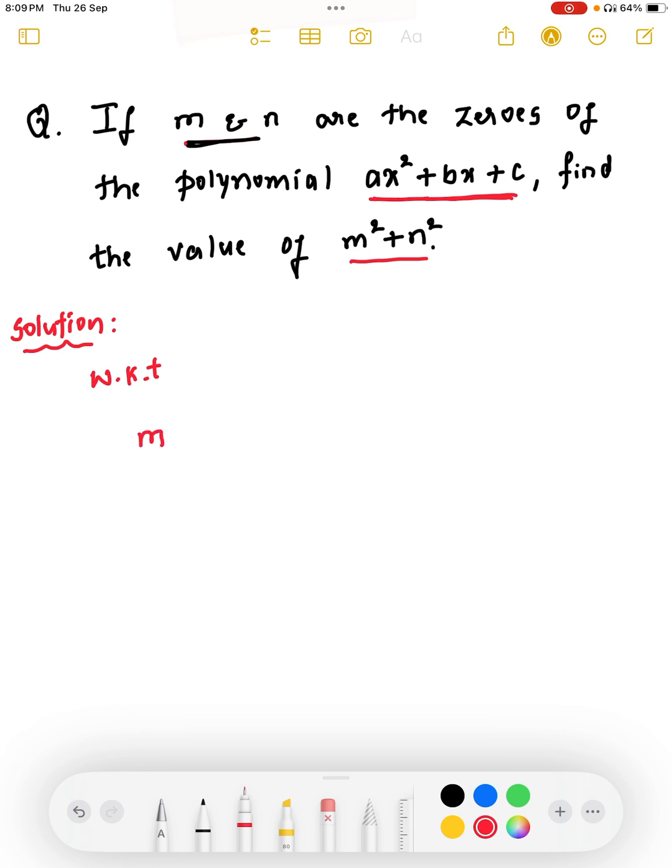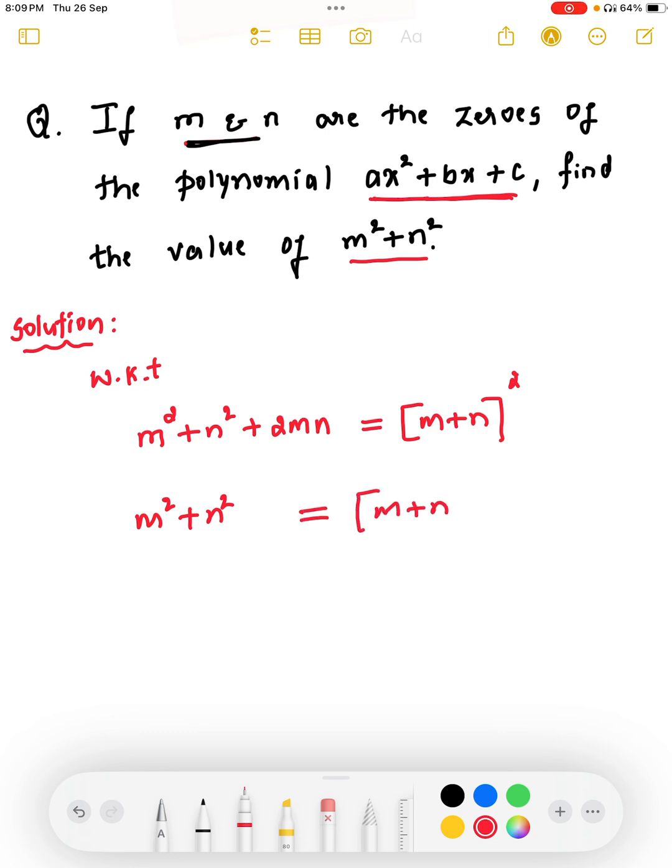What is m square plus n square plus 2mn? This can be written as (m plus n) whole square, right? I want m square plus n square. So what I have to do is transpose that plus 2mn to the RHS. Then if I transpose this plus 2mn to the RHS, it becomes minus 2mn. Now I am going to use this result.